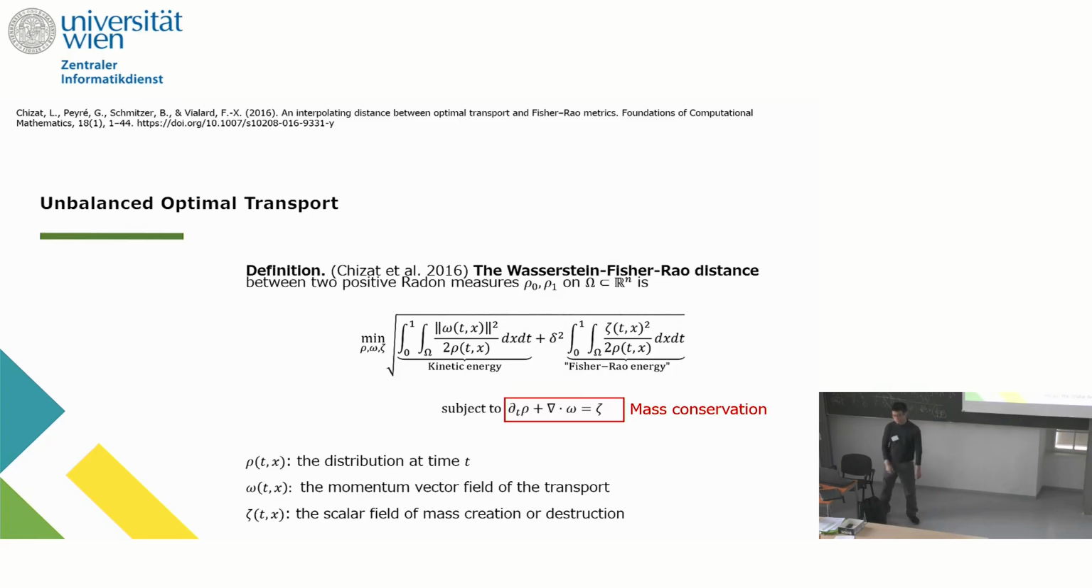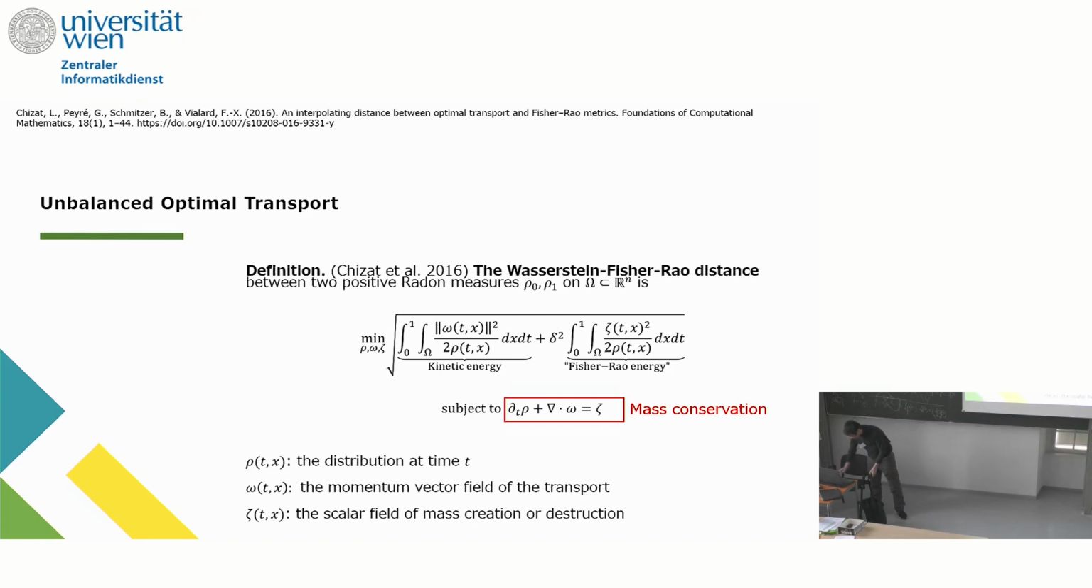Now, this is the optimization problem we are solving, and the first part is the kinetic energy of the transport. It penalizes the physical movement of the transport, just like in the usual Wasserstein setting. The other part, called the Fisher-Rao energy, is sort of like a kinetic energy for the mass change rather than the mass movement.